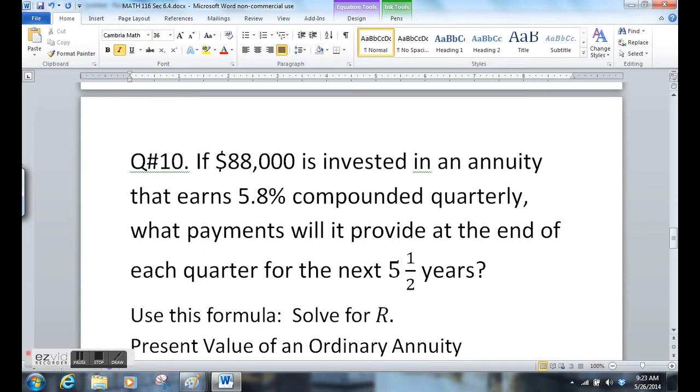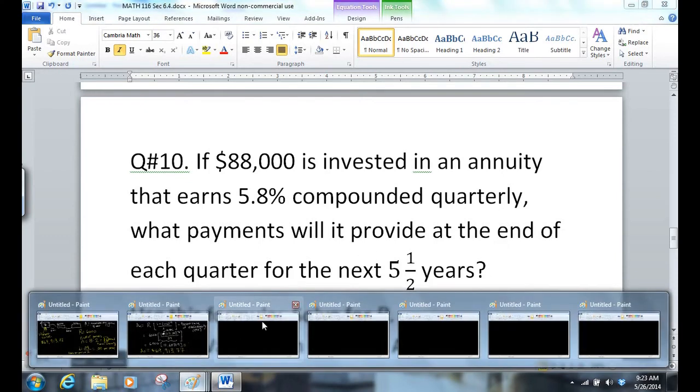Question number 10. This is a little bit the same problem, going a little bit different way of looking at it. $88,000 is invested in an annuity that earns 5.8% compounded quarterly. What payments will it provide at the end of each quarter for the next 5.5 years? Notice the quarterly compounding is consistent. Okay, so again, here's our picture.